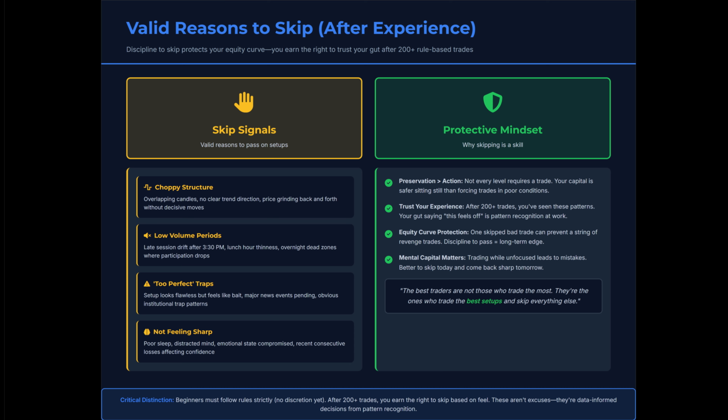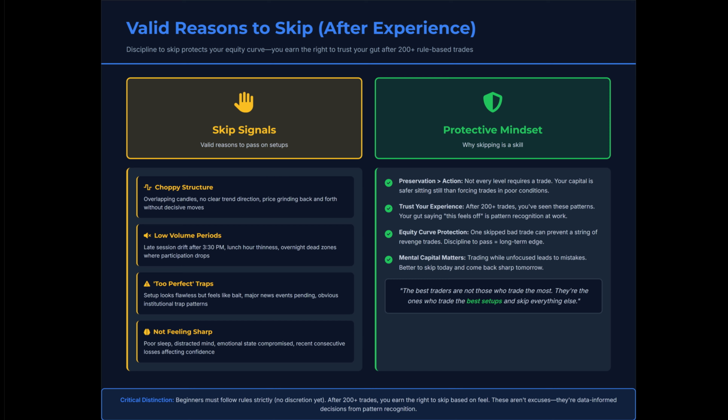Principle 2. Trust your experience. The second principle is trust your experience. After 200+ trades, you've seen these patterns. Your gut saying, "This feels off," is pattern recognition at work, not fear or laziness. This is the critical distinction that separates earned discretion from beginner hesitation.